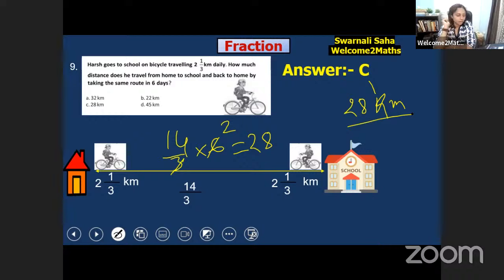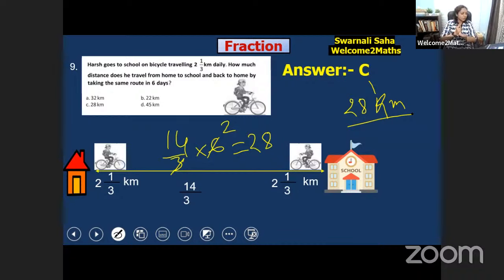Did you understand? C is the right one. It's 28 kilometer. In this way, you have to solve this type of question whenever you get this type of question. Okay. C is the right one, it's 28 kilometer. Very good. C is the right one and it's 28 kilometer.